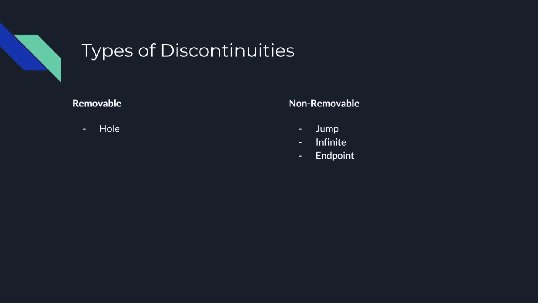Discontinuities. There are two types of discontinuities: the removable and the non-removable. To be more specific, the removable is called a hole, and the non-removable are called jump, infinite, or endpoint.